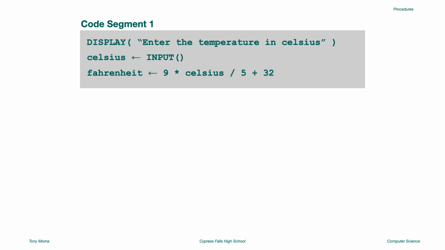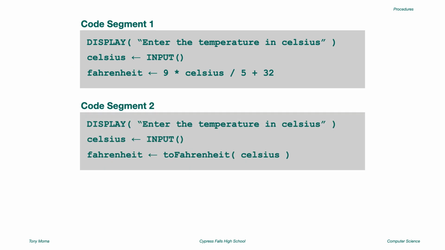Consider the following code segment. In the first line, we ask the user to enter a temperature in Celsius using the display command. We then retrieve the input from the user using the input command and store it in a variable named Celsius. We then apply the conversion formula for converting Celsius to Fahrenheit, and store the result in a variable called Fahrenheit.